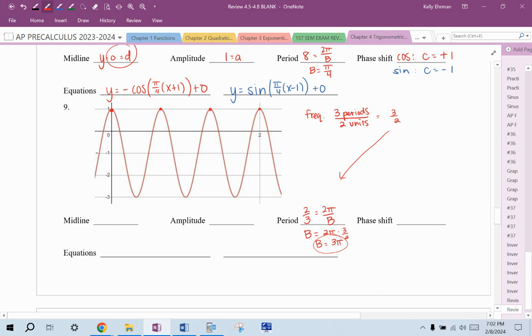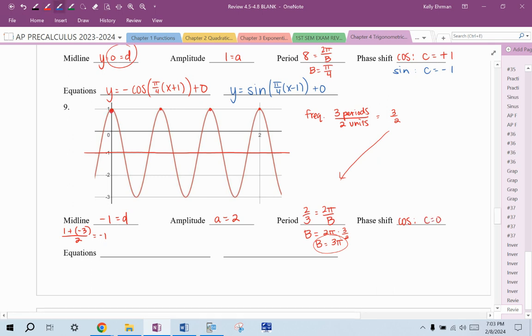Midline, what is the midline? So I can visualize it here, or I can say there's a max at 1. I add to that the minimum -3, and I divide by 2. So that also gives me -1 for the midline. And then if you draw in the midline, it's easier to see that the amplitude then is 2 again. A is 2. And as far as a phase shift, if this is a cosine graph, there's no phase shift because this is starting right on the y-axis.